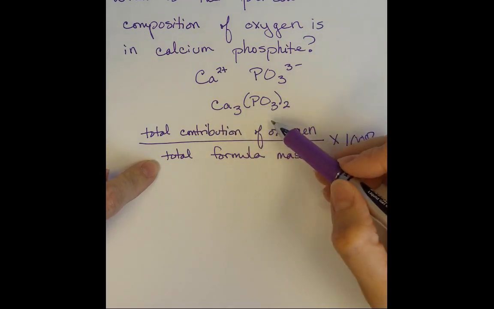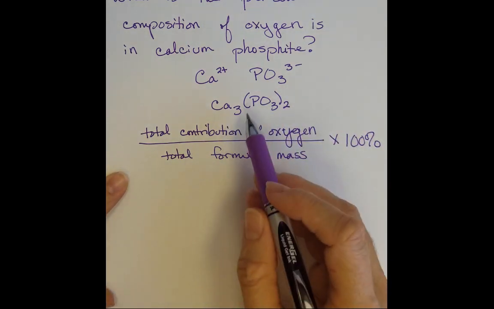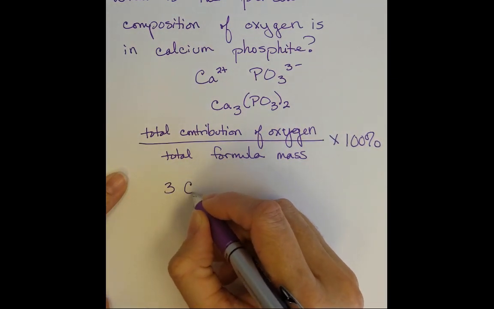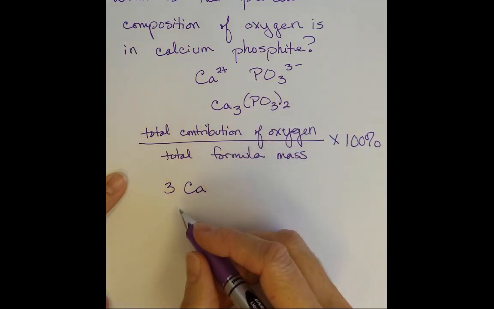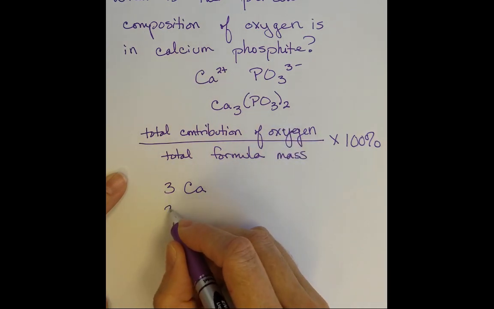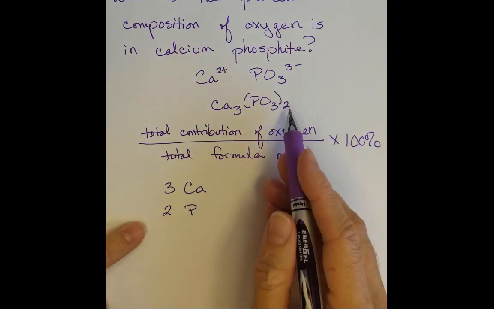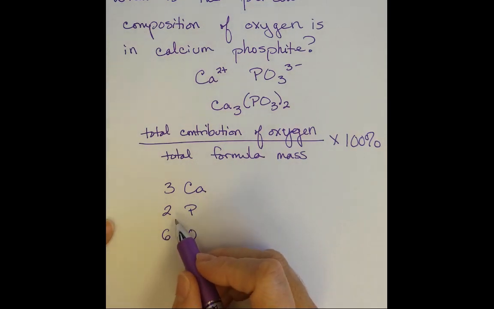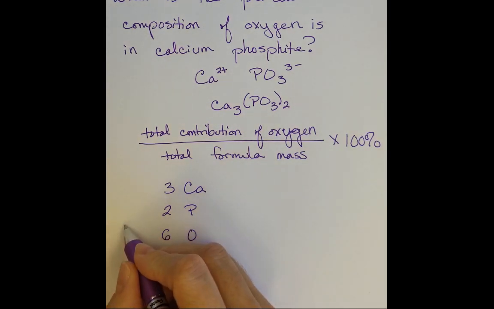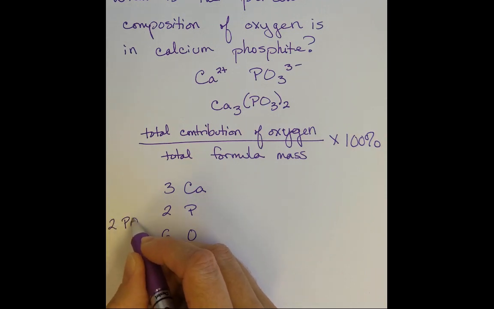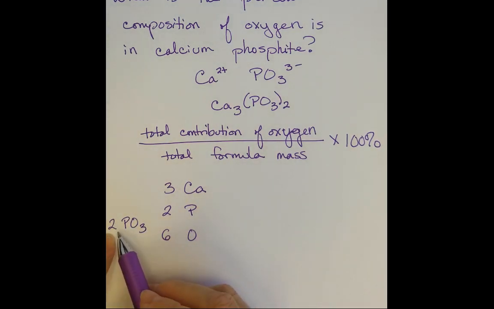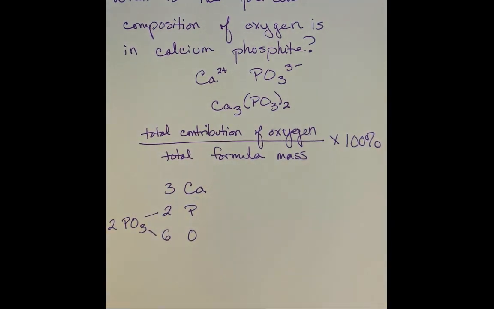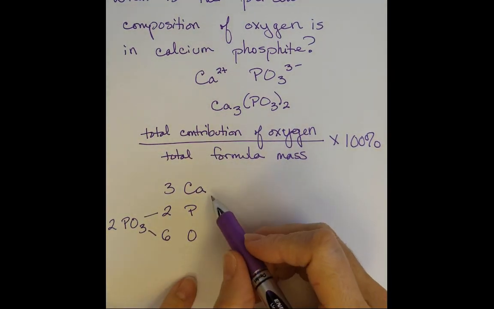In order to do this compound, calcium phosphite, we have 3 calciums. We actually then have 2 phosphites. So this is going to be 2 phosphorus atoms and then 6 oxygen atoms. I got that by thinking about the fact that I have 2 phosphites, which then gives me my 2 phosphorus atoms and my 6 oxygen atoms, sort of breaking things down.